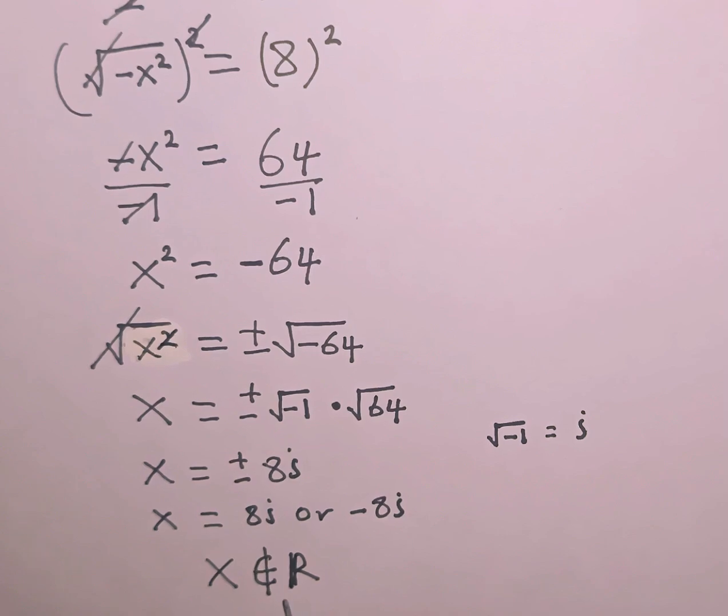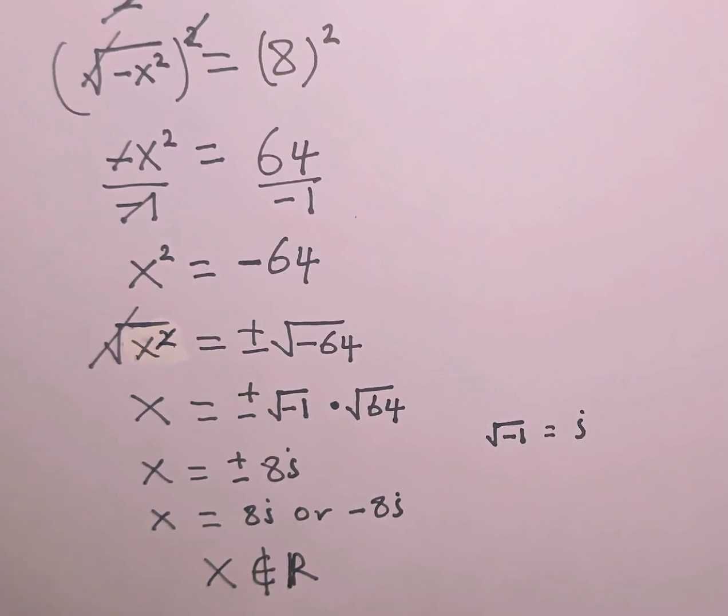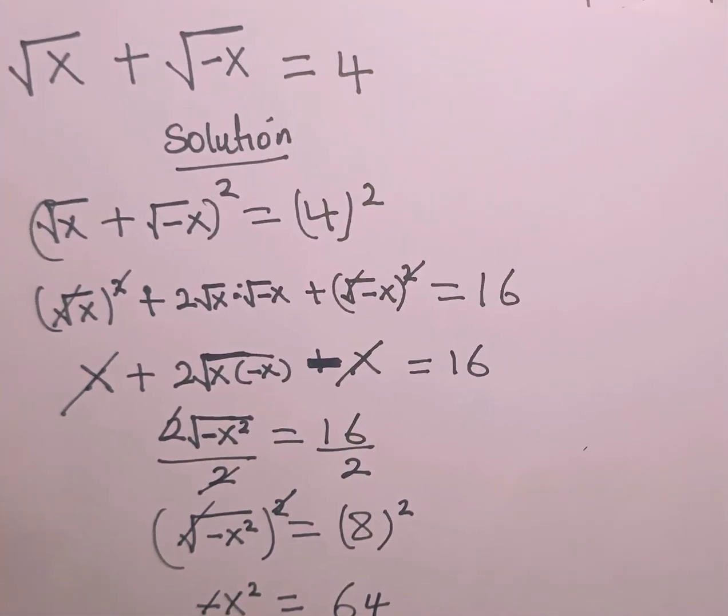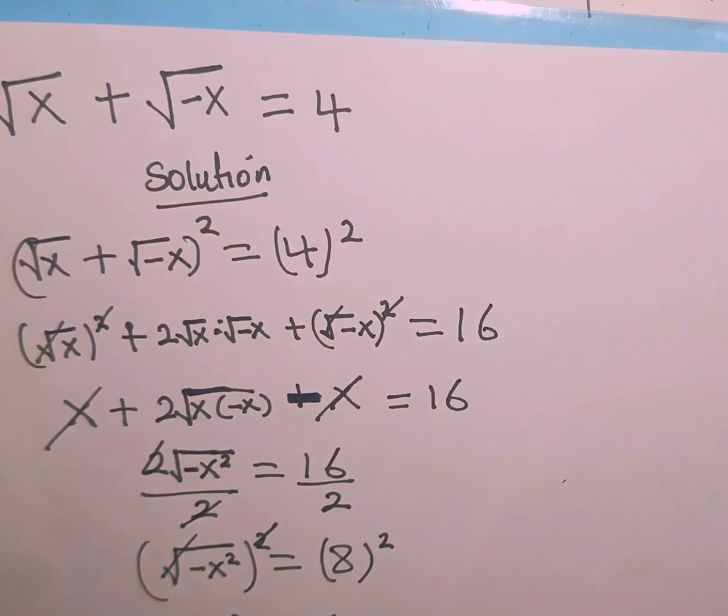So no real number will satisfy this radical equation, square root of x plus square root of negative x is equal to 4.